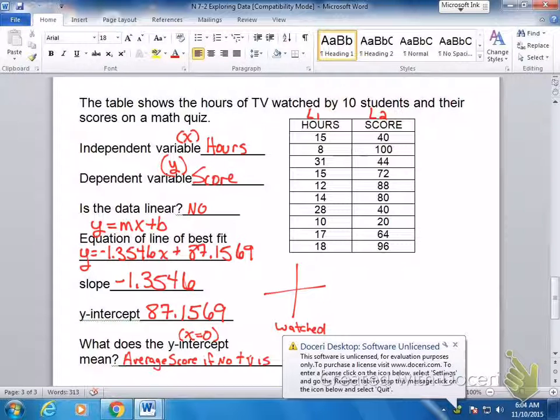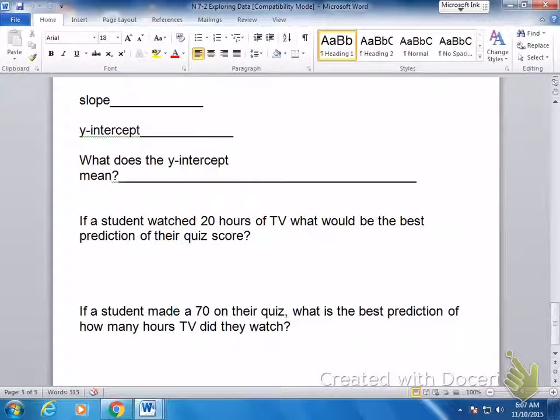I watched no TV. Now, the last couple of questions just kind of want you to plug some stuff in. If we look at them, it says, if a student watched 20 hours of TV, what would be the best prediction for their quiz score? Well, if they're giving us hours, that's our x value. So what they're saying is let's plug in 20 for x. So I'm going to leave that one to you. The last one says, if a student made a 70 on their quiz, what's the best prediction of how many hours of TV they did watch? Well, that's not giving us x, that's giving us a score. So they're saying sub in y equals 70.